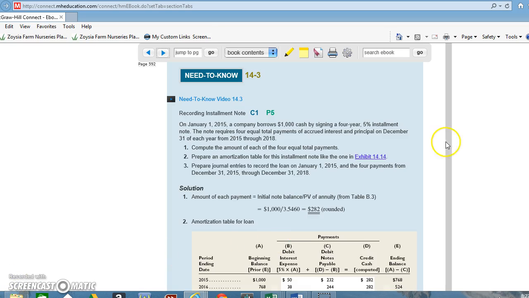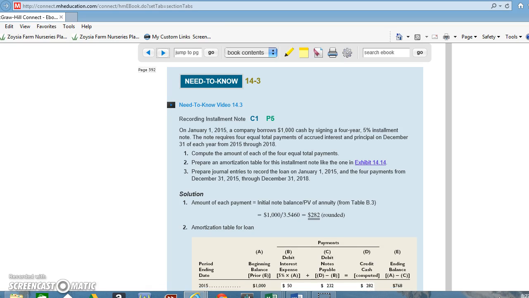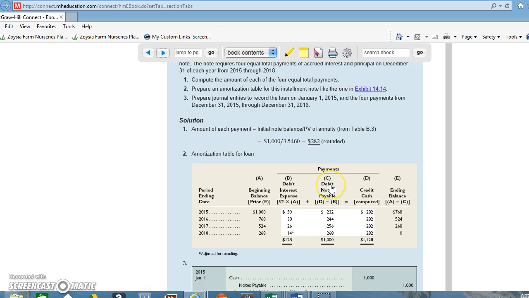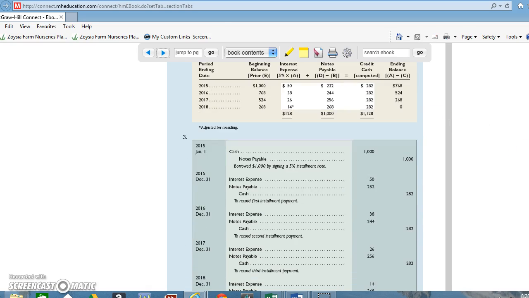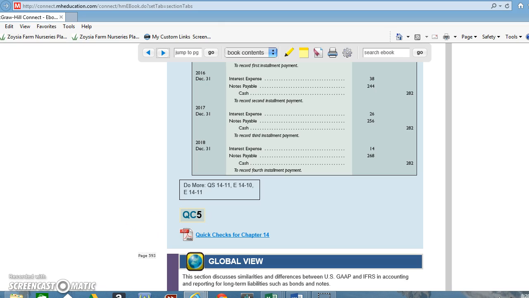So one quick note, while you're doing your reading, be sure to look at all the examples that they give you. Here on 592 is a good example of how to record an installment note and do an amortization schedule for that particular note. So it sort of walks you through that. So be sure while you're doing your reading to pay these things a good amount of attention, because it'll certainly help you when it comes time to do your homework.